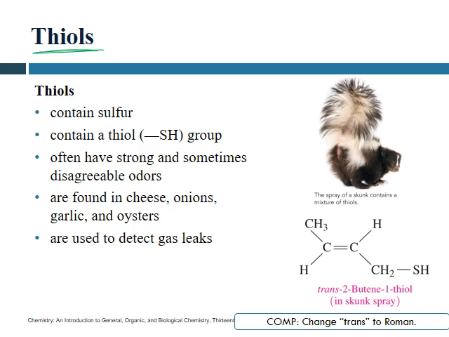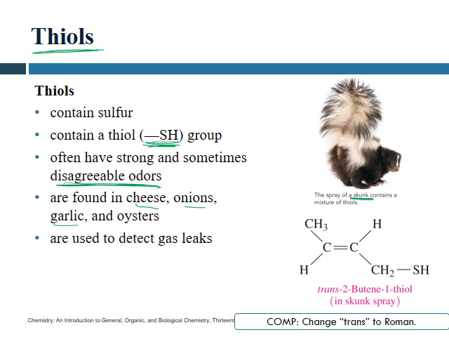They consist of sulfur. The group is called the SH group. Okay. How do you recognize thiols? They have a very strong, very bad, pungent odor. For instance, cheese, onions, and garlic. The smell that garlic has is because of the presence of thiols in it. So cheese, onions, garlic, all those smells are because of thiols.